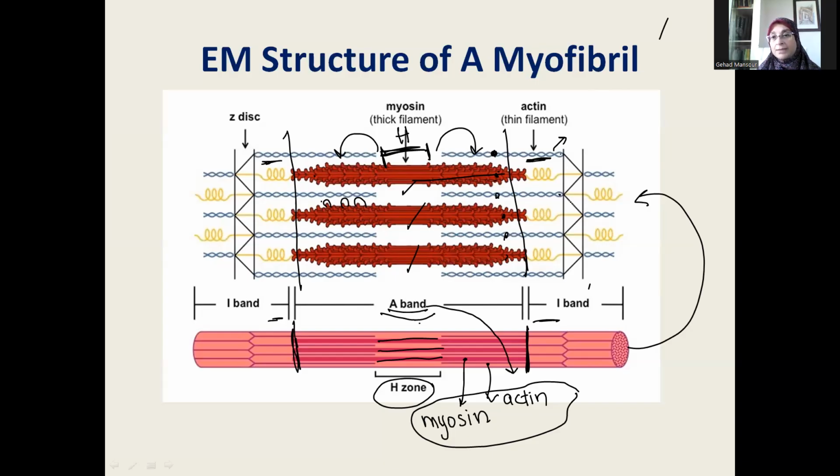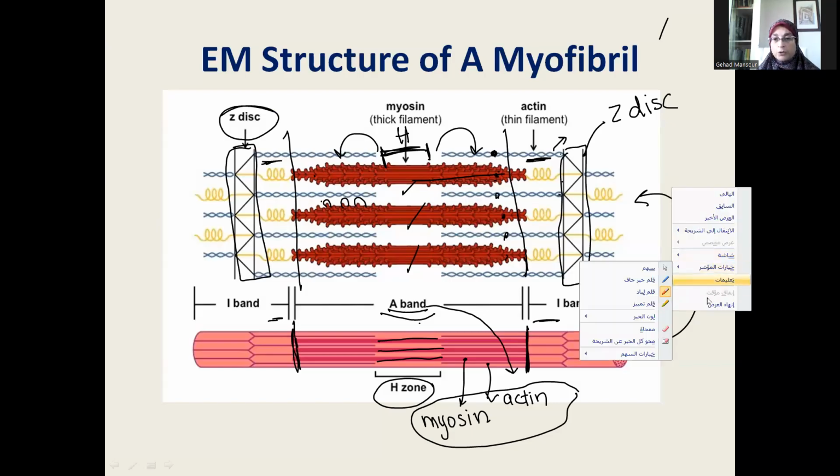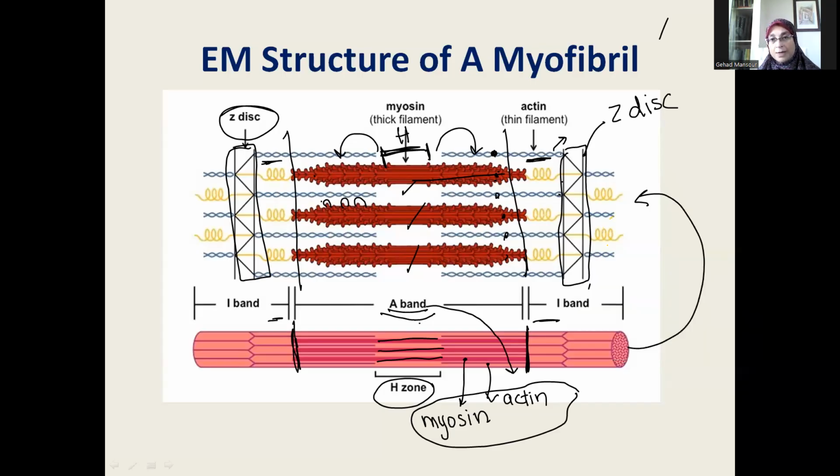Where are the actin filaments and the myosin filaments anchored? They are anchored to a complex protein structure present here to the right and to the left, that is called the Z disc or the Z line. The Z disc or the Z line is a specialized protein structure, to the right and to the left of the light band, where the actin filaments are anchored. I'm highlighting the Z disc.